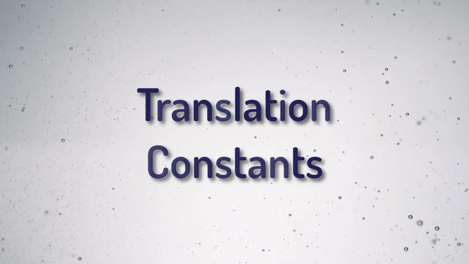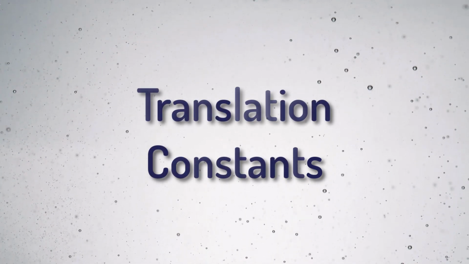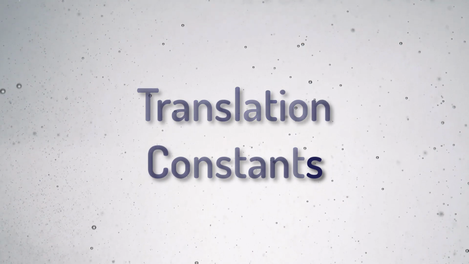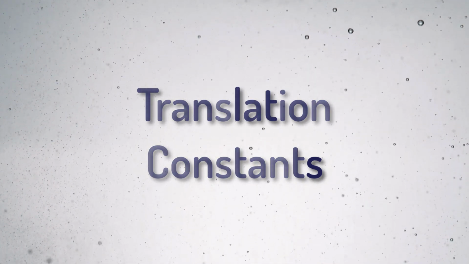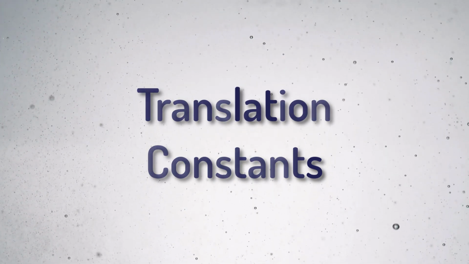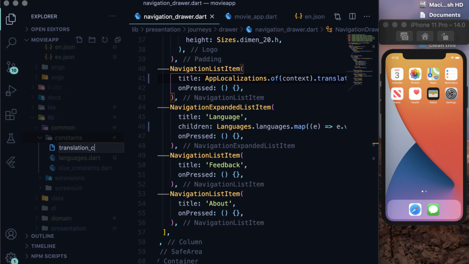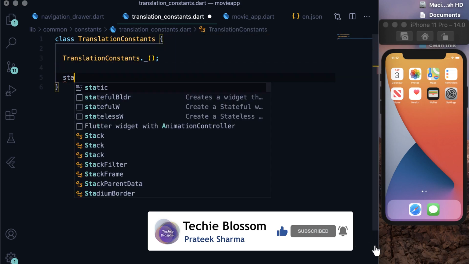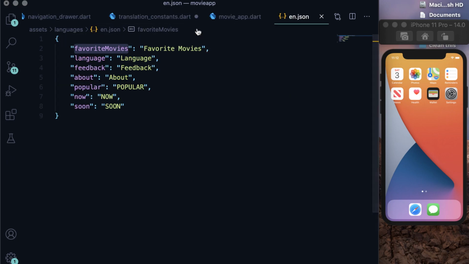Now let's add translation constants. If you see the hard-coded string favorite movies used as a key, when you have many instances of this key, you will have to write it again and again. So it is better to put these in a constant file. In the common constants folder, create a new file translationconstants.dart. Here we will store keys in a constant so that we can now use them when translating a text.